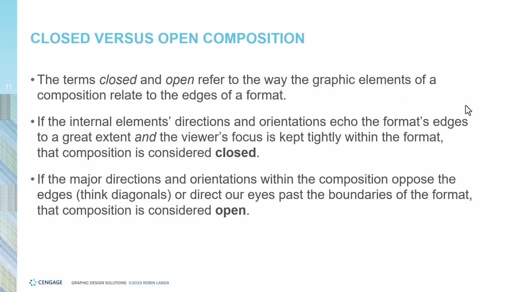The terms closed and open refer to the way the graphic elements of a composition relate to the edges of the format. Basically, if the internal elements' directions and orientations echo the format's edges to a great extent, and the viewer's focus is kept tightly within the format, that composition is considered closed. If the major directions and orientations within the composition oppose the edges, so they're on a diagonal, or they direct our eye past the boundaries of the format, then that composition is considered open.